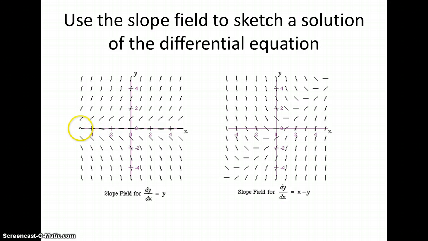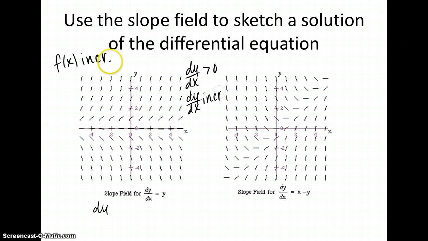Okay, so look at what's happening. Slope on the x-axis is 0. Above the x-axis, all those slopes are positive. So it tells me that my function is going to be increasing. I can also see from the slope, up here, dy/dx is positive, therefore my function is increasing. And secondly, dy/dx is increasing, and therefore my function is concave up.